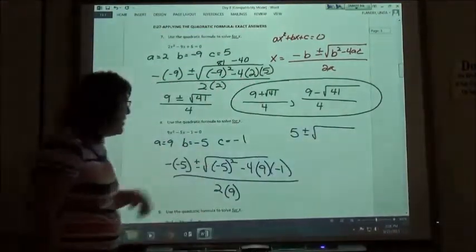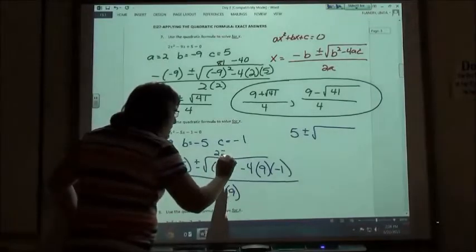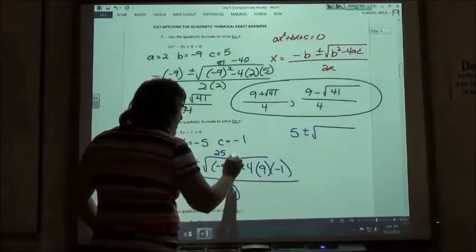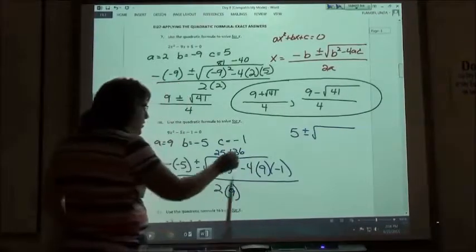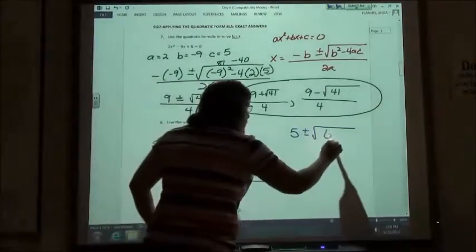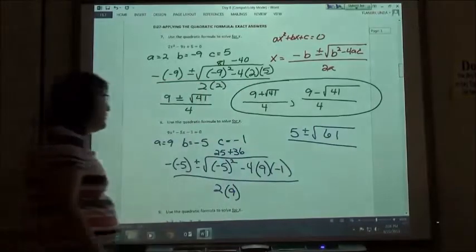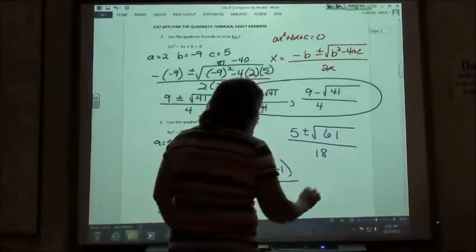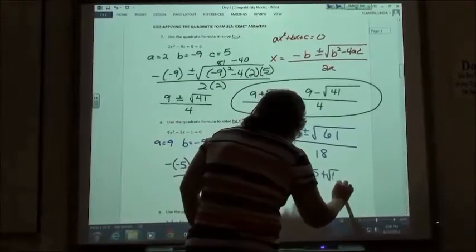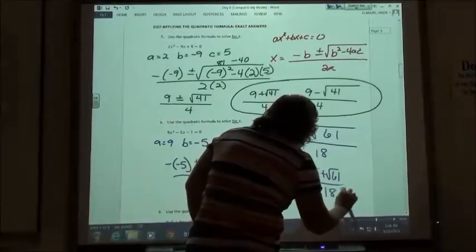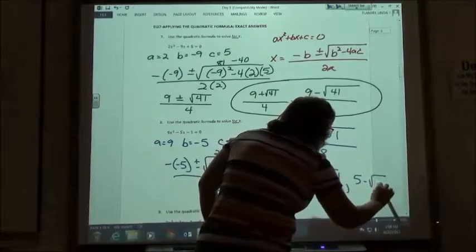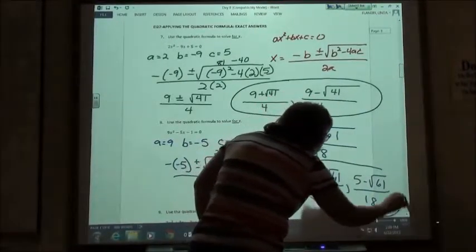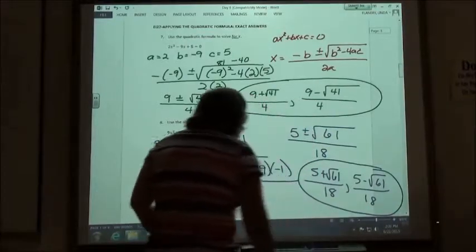On my square root, a negative 5 squared is 25. Negative 4 times 9 times negative 1 would be positive 36. So adding those together, I get 61. And then 2 times 9 is 18. So 5 plus the square root of 61 over 18, and 5 minus the square root of 61 over 18, going to be the 2 solutions that you have to type in.